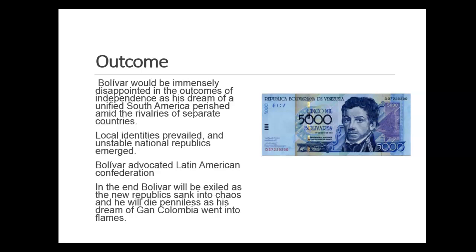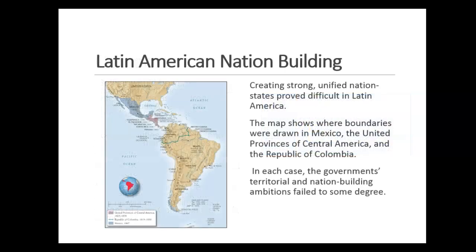Although independence was the final result throughout the former colonies, each region followed a distinctive path, but creating strong, unified nation states proved difficult in Latin America. The map shows where boundaries were drawn in Mexico, the United Provinces of Central America, and the Republic of Colombia. In each case, the government's territorial and nation-building ambitions failed to some degree.